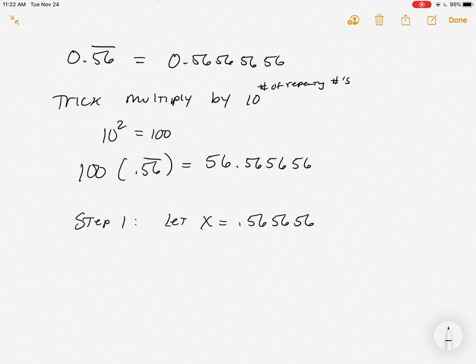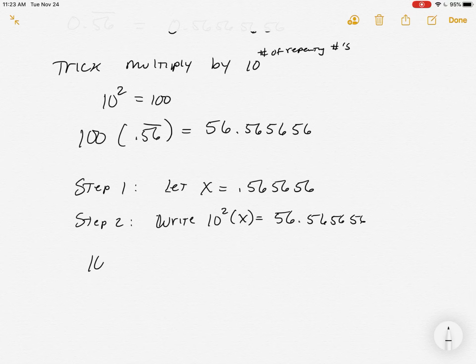So in this case, x is 0.565656. Then step 2 is to write 10 to the second power times x, because that was the number of repeating decimals, which is 56.5656. And you'll see why we're doing this in just a minute. So now we're going to put on our algebra hat. So I have 100x, which was 56.565656, and it keeps going, right?